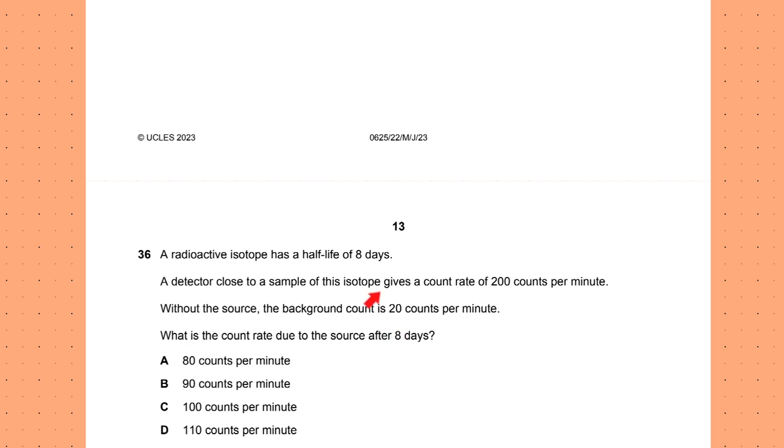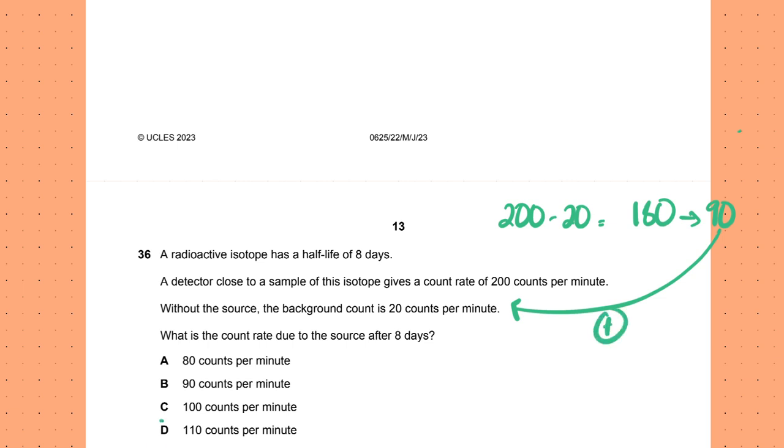So 8 days means just one half-life. Out of this 200, 20 is the background, so this means that the actual thing of interest to me is 200 minus 20, which is 180. And after one half-life, this 180 will fall to half of it. It would be 90, but there would be the background count again. So 90 plus 20 makes it 110.